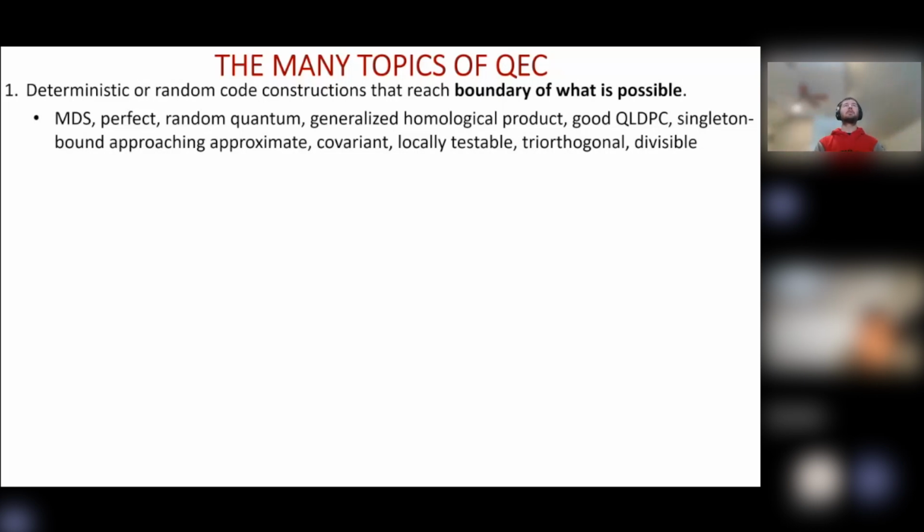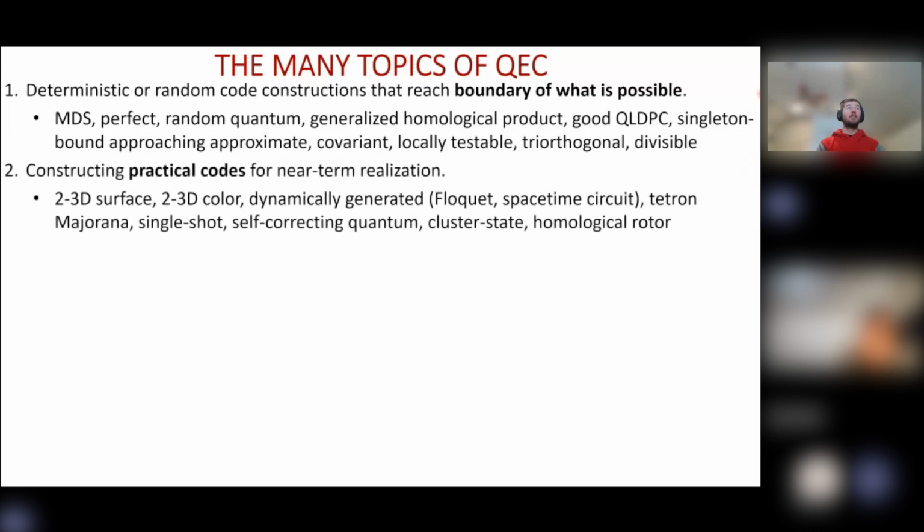These Singleton bound approaching approximate codes are also something that's not super practical, but important to know about. There's all sorts of different abstract topics that people study and determine whether there exist codes for it. Very much related to computer science because a lot of these types of codes are related to very deep issues in computer science. On the other hand, QEC is also practical because a lot of companies want to study the surface code because they want to implement it in their devices.